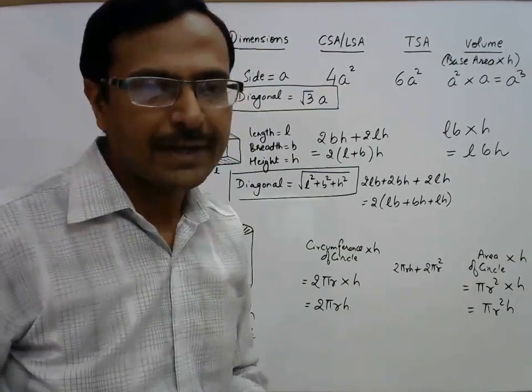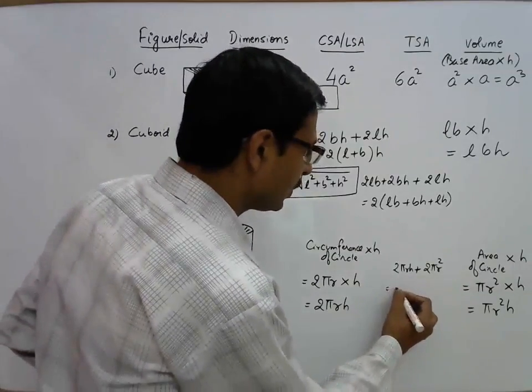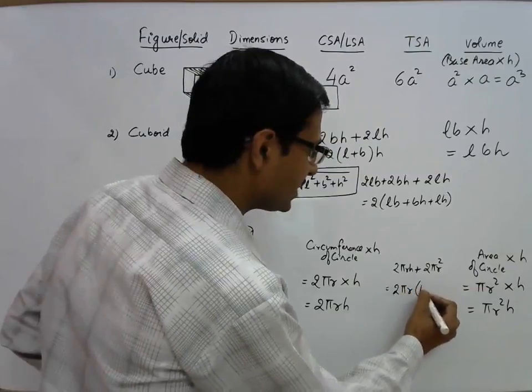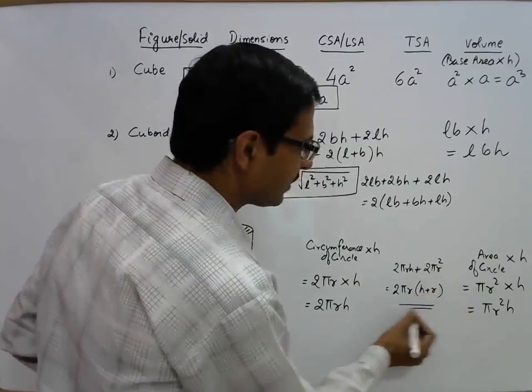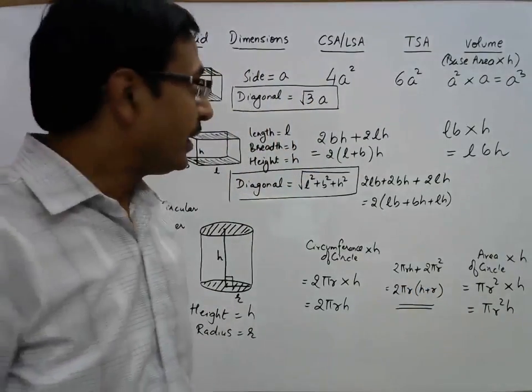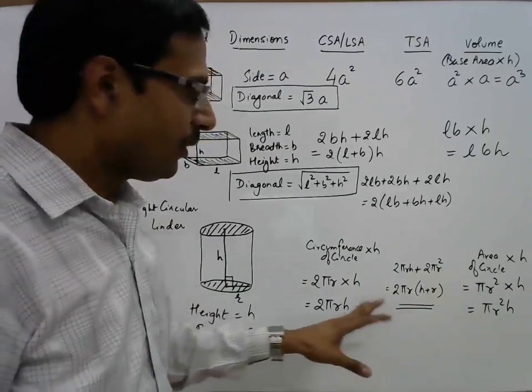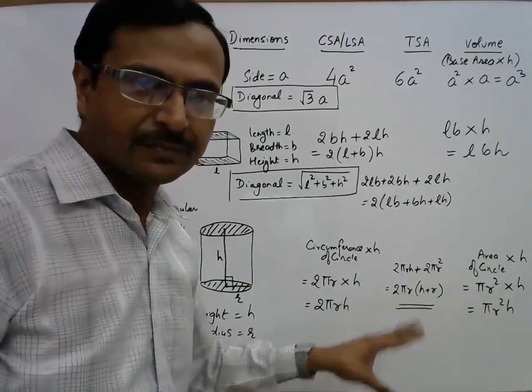area. So now you can take common. What is common in these two? 2 pi r. So h plus r is remaining. This forms the formula of the total surface area of a cylinder.